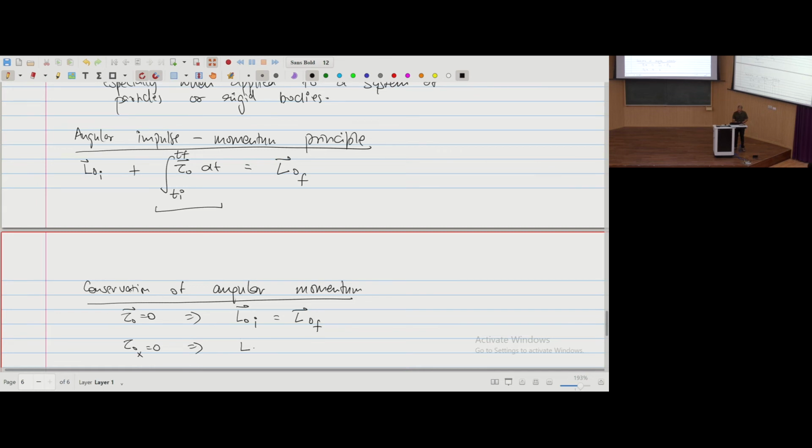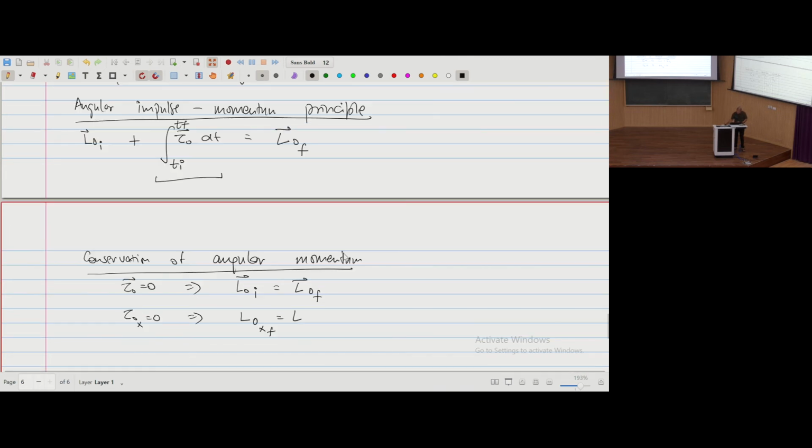that says the angular momentum, again we are talking about everything about a point O. Make sure you keep writing that. If you miss it, then you can potentially make a mistake. The angular momentum about point O in the x direction initially is equal to the angular momentum about point O in the x direction finally. Fine.